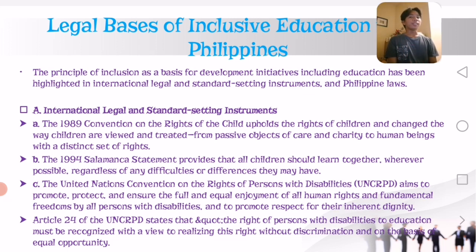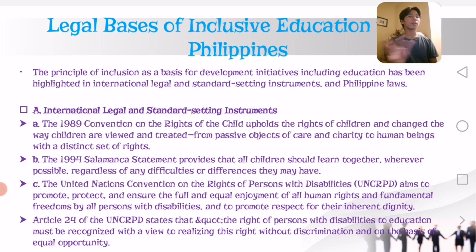The 1989 Convention on the Rights of the Child upholds the rights of children and changed the way children are viewed and treated, from passive objects of care and charity to human beings with a distinct set of rights. So remember that the 1989 Convention on the Rights of the Child upholds the rights of children and changed the way children are viewed and treated as well. So that is the first.